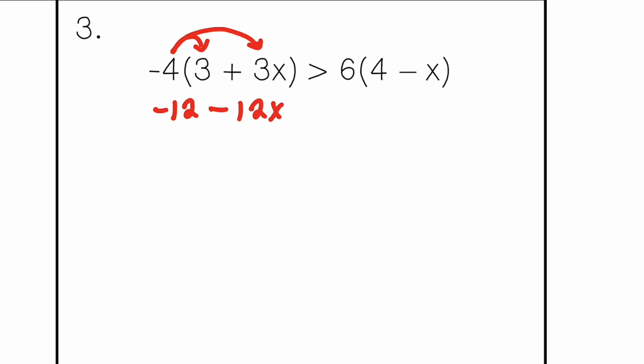Over here on the right side. Whoa, don't forget my greater than sign. Over here on the right side, same thing. So 6 times 4 is 24. 6 times negative x is, well, negative 6x.